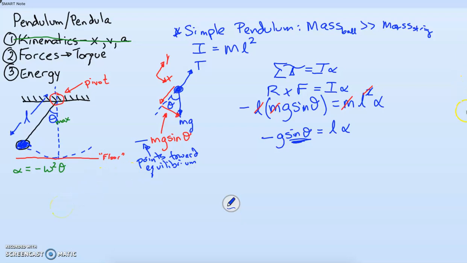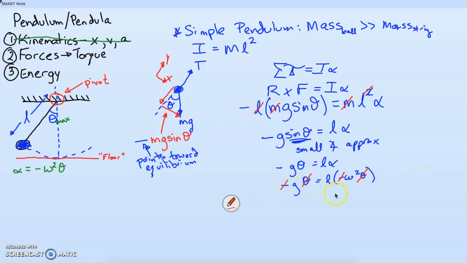All right. Now, using the small angle approximation, we're going to get minus g theta equals L alpha. Okay, now we can do this guy. Let's get rid of alpha and replace it with minus omega squared theta. So minus g theta equals L times minus omega squared theta. And now we can get rid of that pesky theta thing. And we can also get rid of that minus sign.